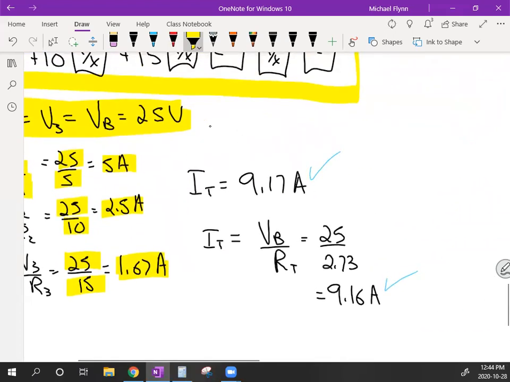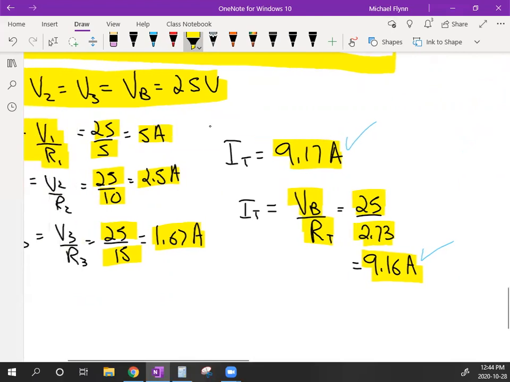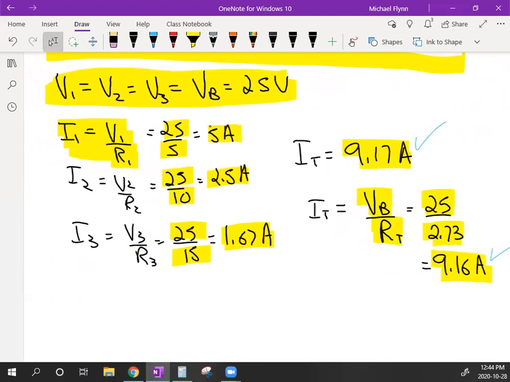Now, if I add them all up, I get 9.17 amps. But notice, this is an interesting point, if I find the total current by dividing the battery's voltage by the total resistance, I get 25 divided by 2.73. That gives me just about the same number, 9.16. And if you've done your job right, it always works, okay? All right, so that's basically how we answer questions with series and parallel circuits.